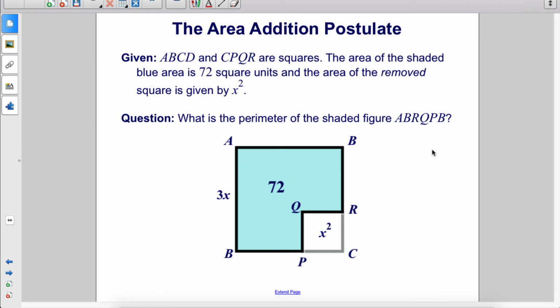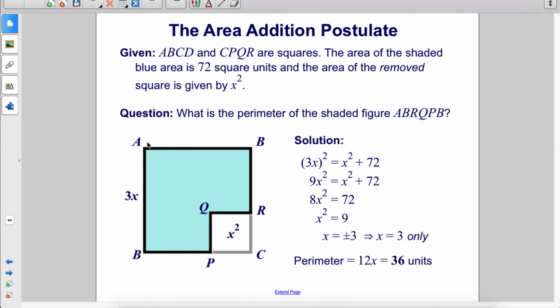The area addition postulate. Given ABCD and CPQR are squares. The area of the shaded blue area is 72 square units, and the area of the removed square is given by x squared. Question: what is the perimeter of the shaded figure APRQPB?